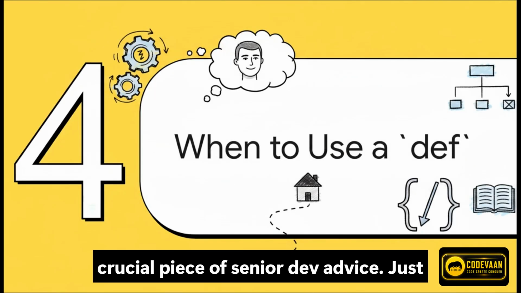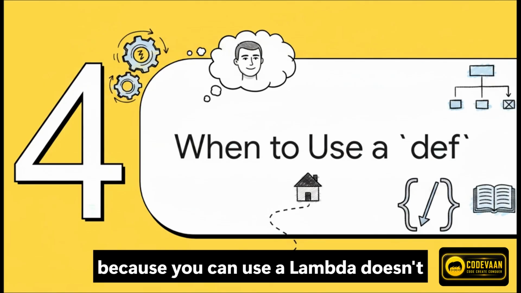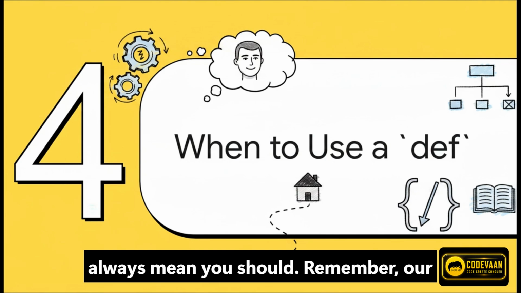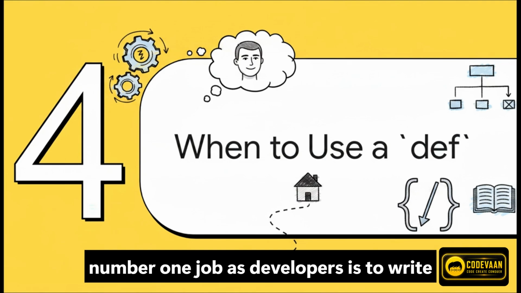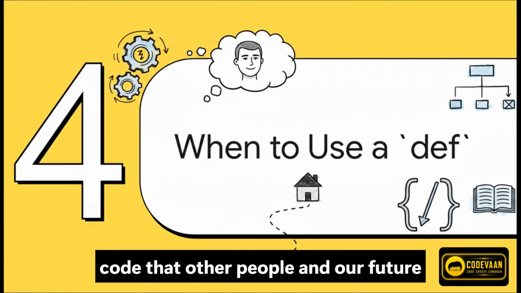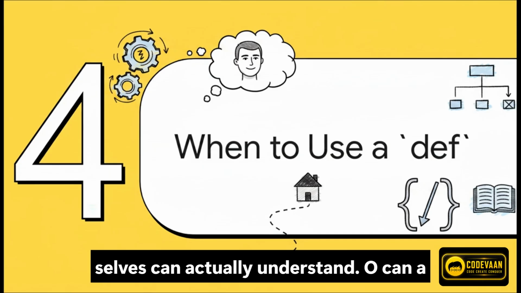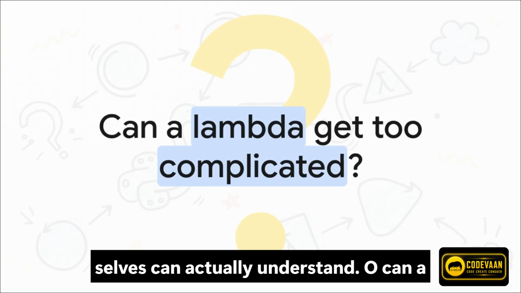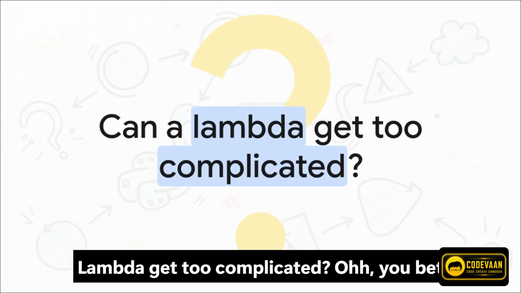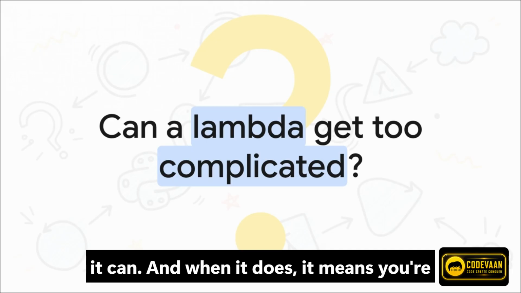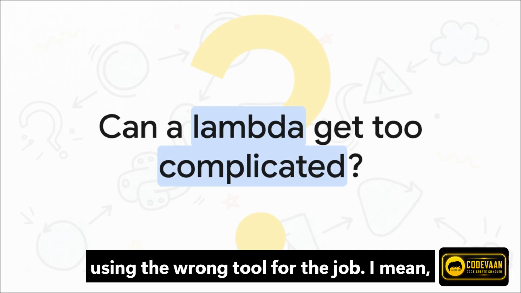Now for a really crucial piece of senior dev advice. Just because you can use a lambda doesn't always mean you should. Remember, our number one job as developers is to write code that other people and our future selves can actually understand. So can a lambda get too complicated? Oh, you bet it can. And when it does, it means you're using the wrong tool for the job.